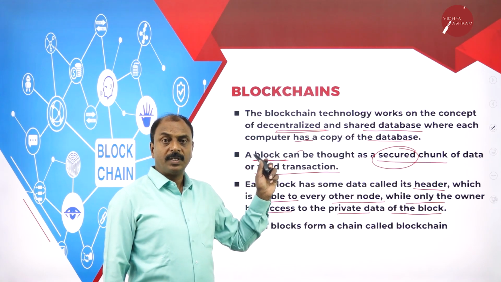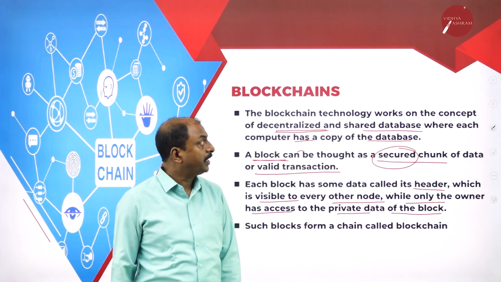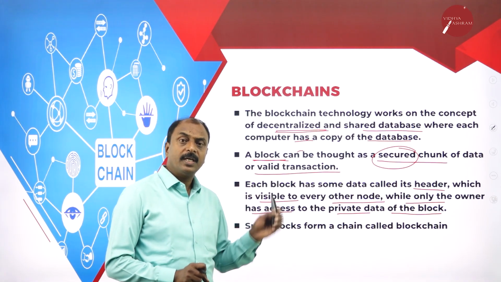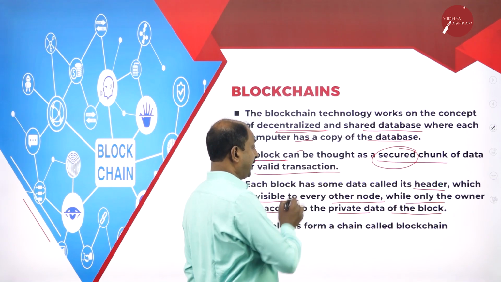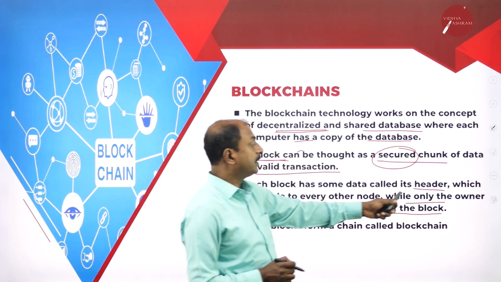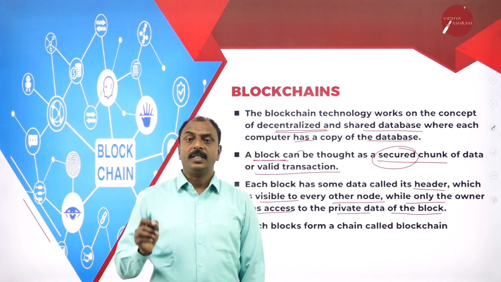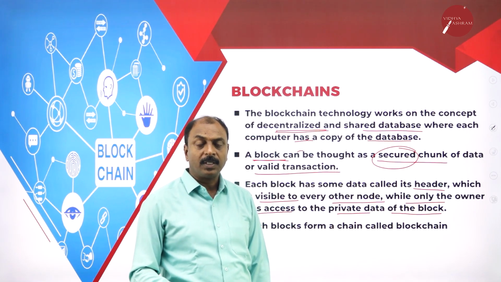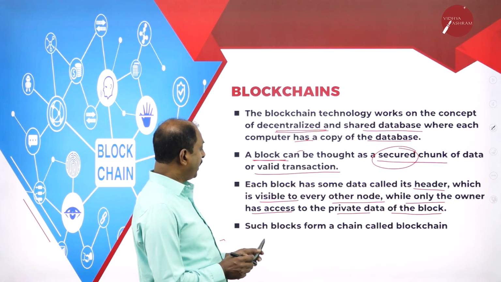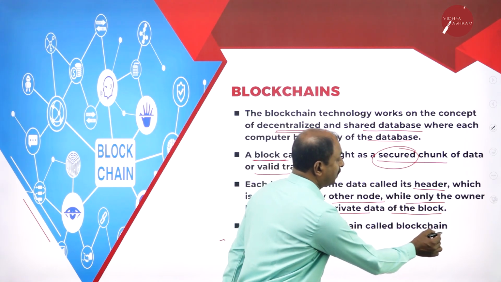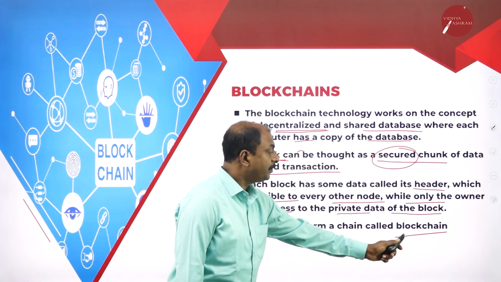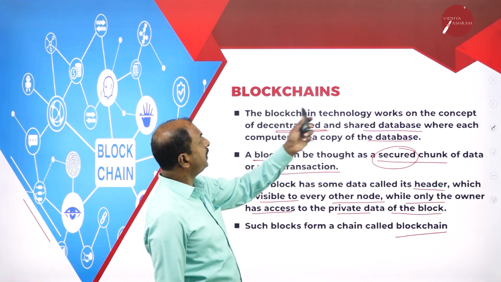If there are five users in a blockchain network, all five users will have the information about the different transactions, that is, the blocks. Each block will have its header part, and only the concerned person in the network can access these blocks. That is a type of security. Such blocks come together to form a chain. It is called blockchain technology.